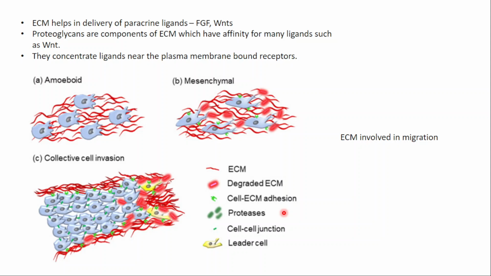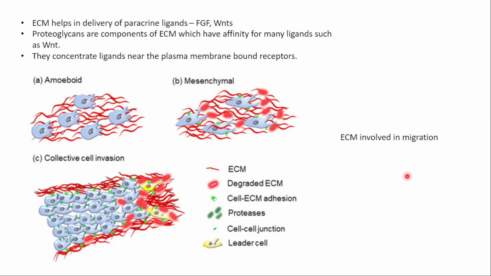Now, on the other functions, the ECM helps in delivery of paracrine ligands such as FGF and Wnt, and proteoglycans are components of ECM which have affinity for many ligands such as Wnt. So Wnt has affinity for proteoglycans. So ECMs rich in proteoglycans can activate the Wnt signaling pathway because the ligands can be concentrated near the receptors. They concentrate ligands near the plasma membrane bound receptors. That is what I just told you.